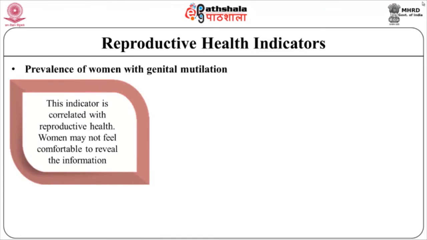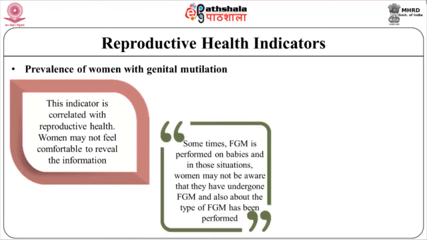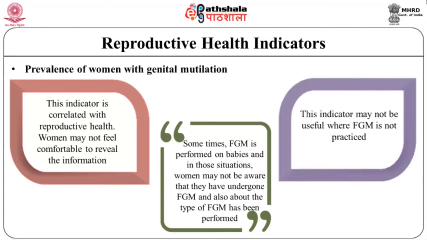Women may not feel comfortable revealing the information. Sometimes FGM is performed on babies, and in those situations, women may not be aware that they have undergone FGM, and also about the type of FGM that has been performed. This indicator may not be useful where FGM is not practiced. Definitions are not universal, and the representativeness of this measure depends on the representativeness of the sample used and the willingness of women to respond to the questions on FGM.